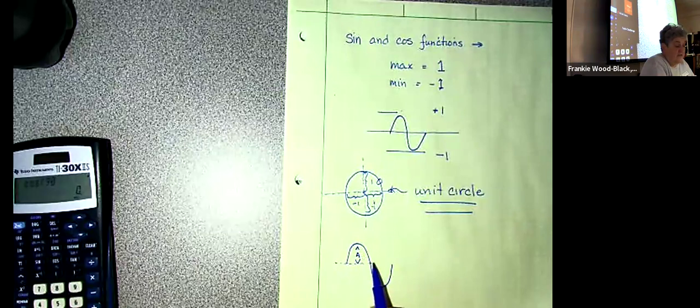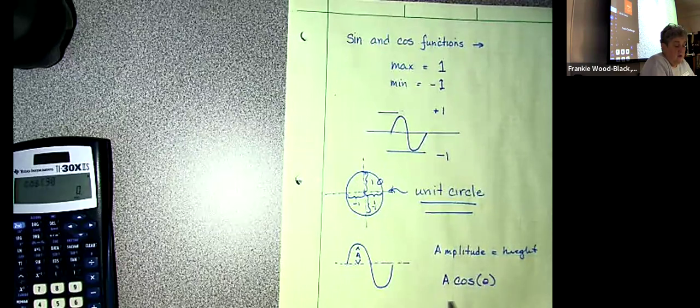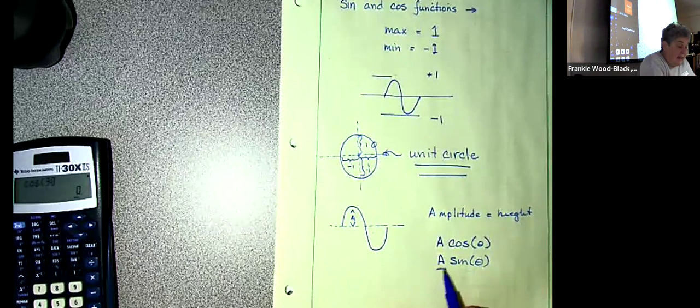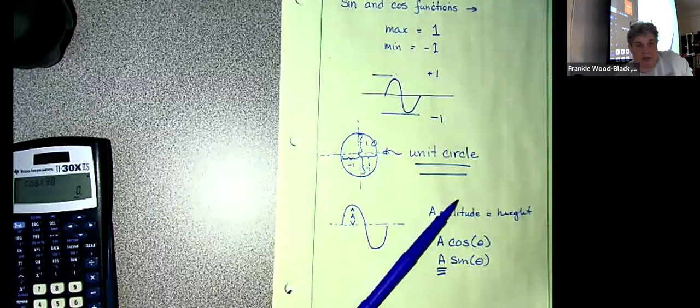is going to give me the height of my wave. So I'm going to have an A cosine of an angle, or I'm going to have an A sine of an angle, depending on how I want to set it up. And I can look at the amplitude just by reading off my equation. Just by coming out there and reading off my equation. So I'm going to switch over here for a second.